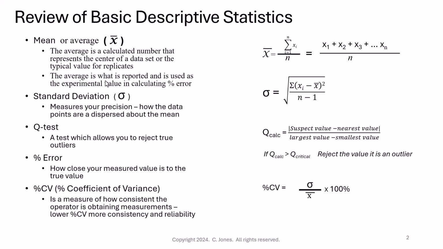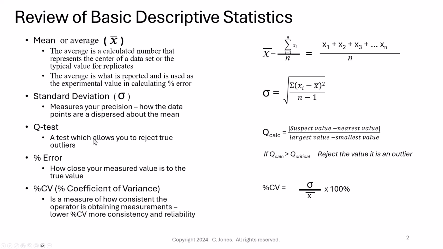The standard deviation is represented by the lowercase Greek sigma. So this little O with the line coming out the top is the lowercase sigma in Greek. The standard deviation measures your precision. Remember, how close your values are to one another, or how the data points are dispersed about the mean. You know, they are above the mean, below the mean, how much scatter is there away from the mean. So the standard deviation is calculated by taking the square root of the sum of each individual data point minus the average squared, divided by the total number of data points minus 1.